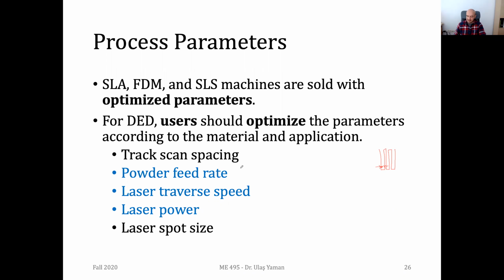So what do you think these three in blue have in common, unlike the rest? Why are these in the same color? If you look at these: powder feed rate, laser speed, and laser power. No idea? Hocam bunlar kontrol altına alınabiliyor. Öyle bir ortak yönleri var. What about track scan spacing? Can't we control the first and the last one?